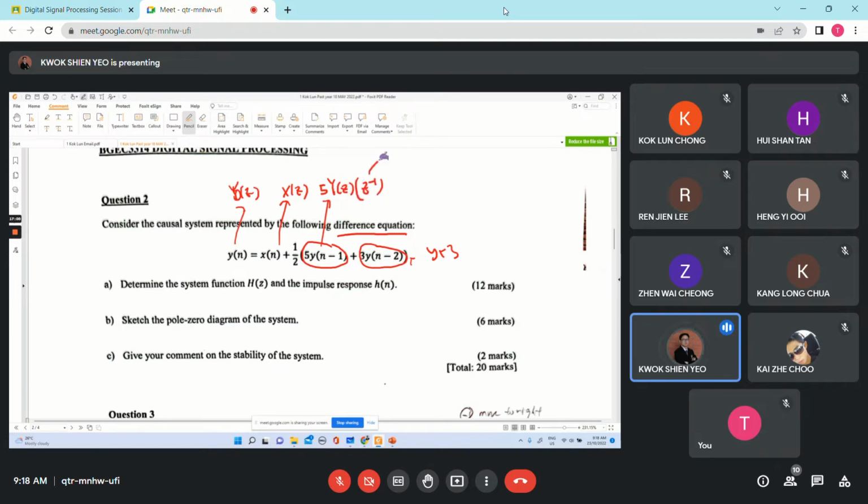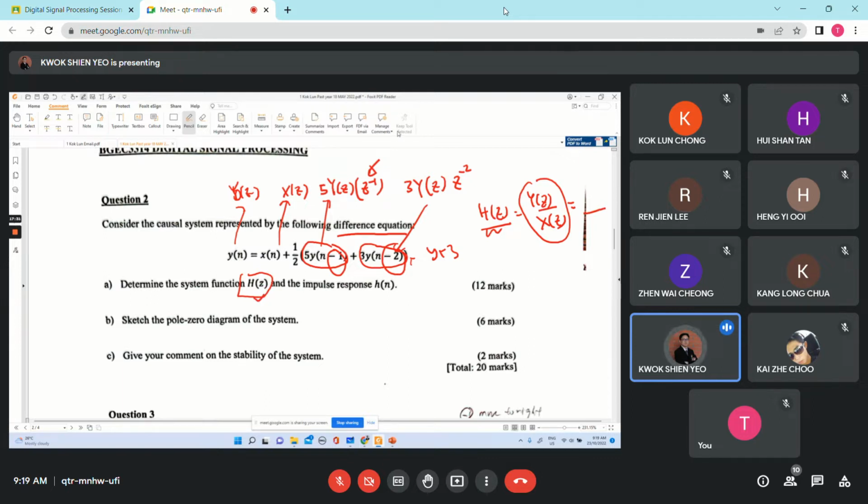Okay. Why is there this Z minus 1? Because you have a delay of minus 1. So here there's a delay of minus 2. So you need to write YZ multiplied with Z to the power of minus 2. Okay, so that's your HZ. HZ means that you need to find the output divided by the input. Okay, so you need to rearrange this and see what the term is. Then you get this.